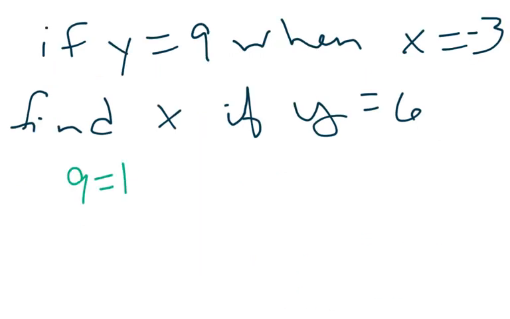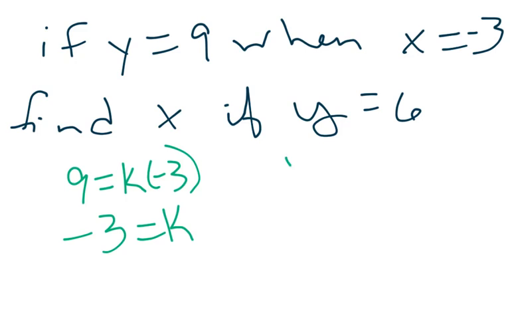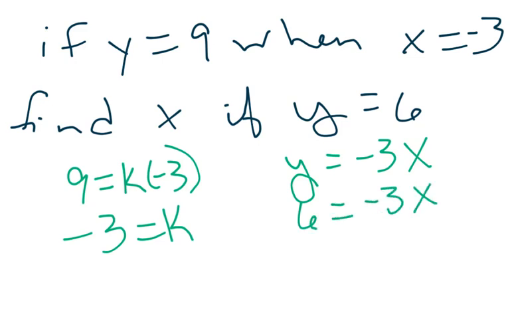9 equals k times negative 3. Divide by negative 3, and so negative 3 is equal to k. y is equal to negative 3x is your equation. Put 6 in for y, so 6 is equal to negative 3x. Divide by negative 3, and negative 2 is equal to x.